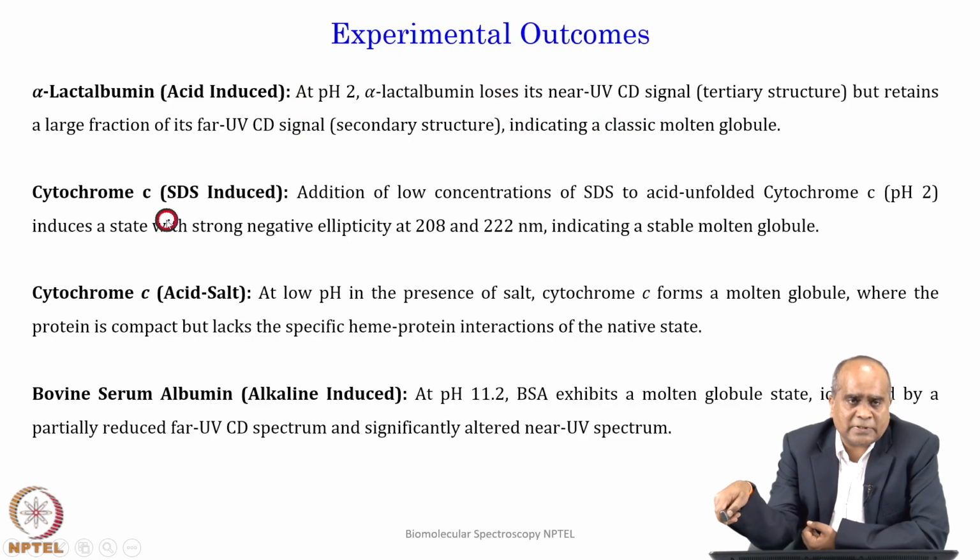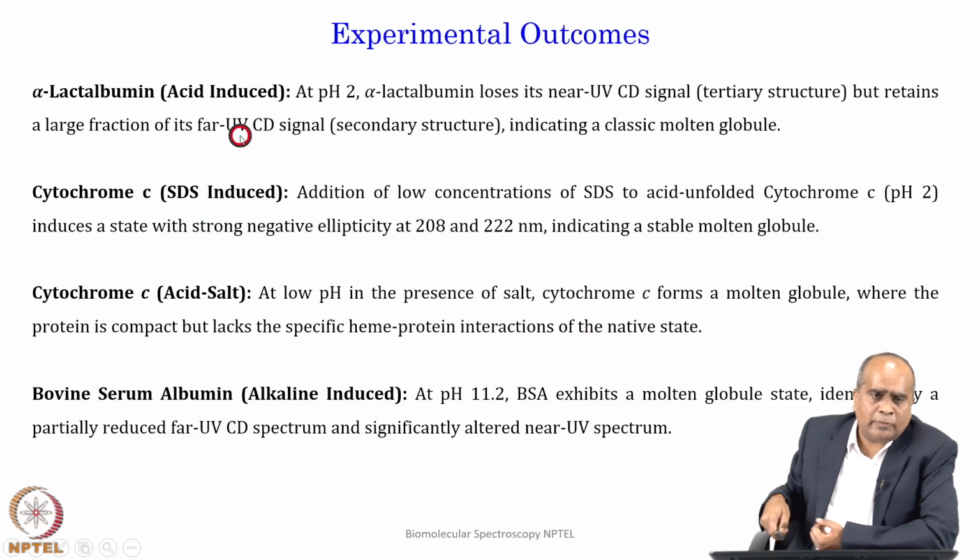Cytochrome C was denatured using SDS, a mild denaturation. On addition of a low concentration of SDS or acid to cytochrome C, say at pH 2.2 or pH 2, it shows a strong negative ellipticity at 208 and 222, indicating a stable molten globule state. In acid salt condition, it forms a molten globule state where the protein is compact and lacks the specific heme protein interaction of the native state. So, secondary structure remains intact, tertiary structure is lost.